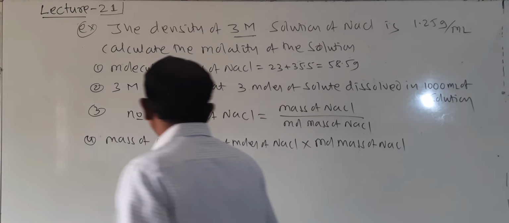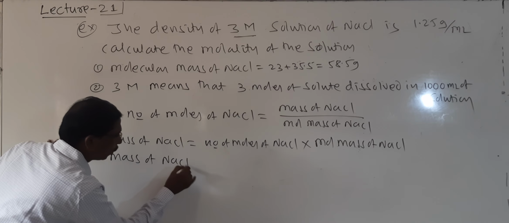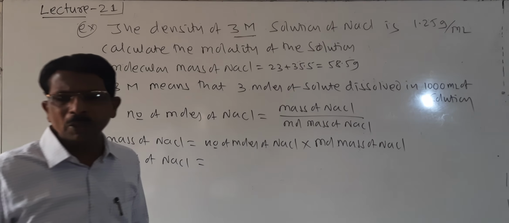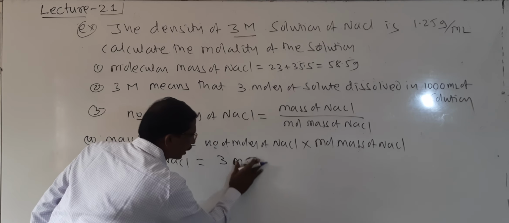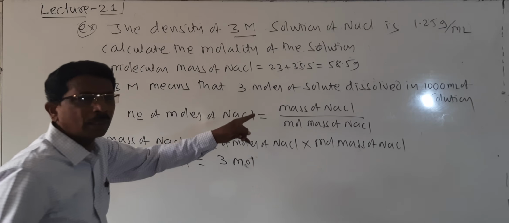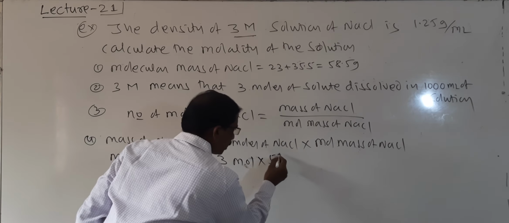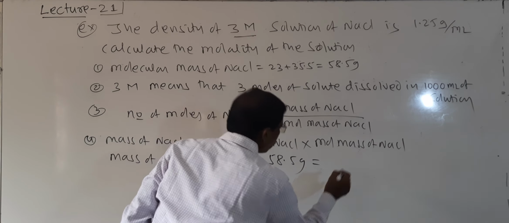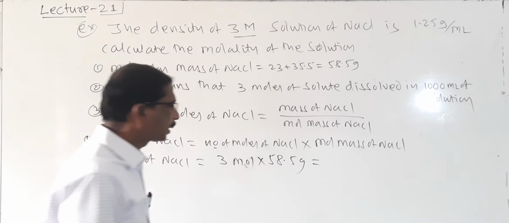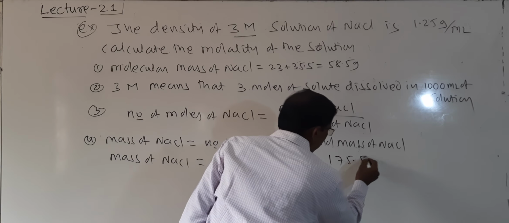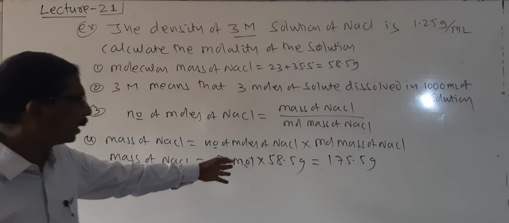So it is mass of NaCl is equal to number of moles. Number of moles of NaCl is how much? 3 moles. Number of moles into molecular mass of NaCl, 58.5 gram, is equal to 175.5 gram.